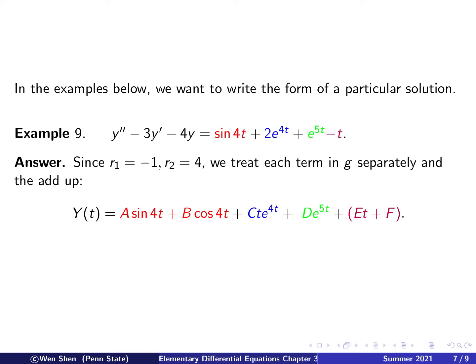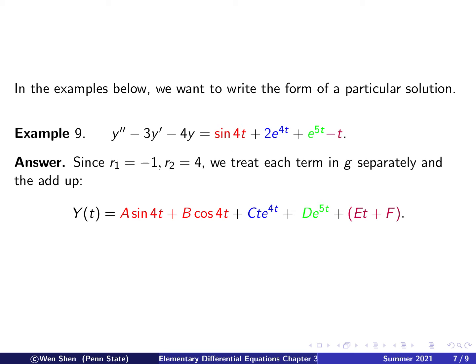Okay, so here I color coded each term. We have a red one, blue one, green one, and purple one. So let's take one at a time. So capital Y(t) will be, first we find the solution corresponding to sine 4t. So we know our roots are not plus minus 4i, so this is fine. So we'll fit in the same form. That is a constant times sine plus a constant times cosine 4t. Okay, so this red term here corresponds to this red term.